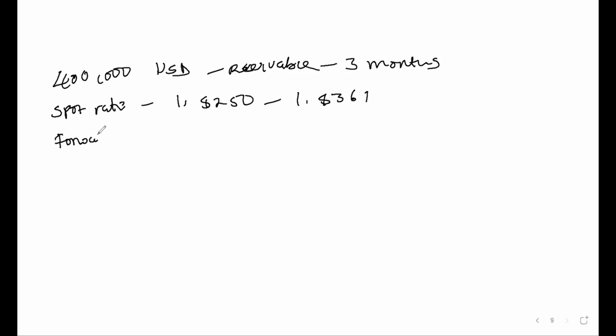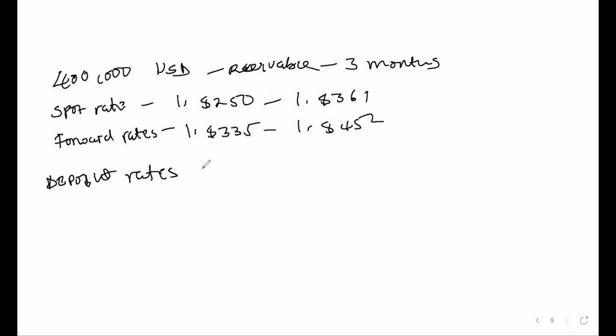Then we are told the forward rates, which is 1.8335, then 1.8452. Those are the forward rates. Deposit rates: we have 4.5%, that is in UK, and 4.2% in US. These are annual rates. There's a reason why I'm insisting on the annual rates, because we are looking at a period of 3 months. Borrowing rates.